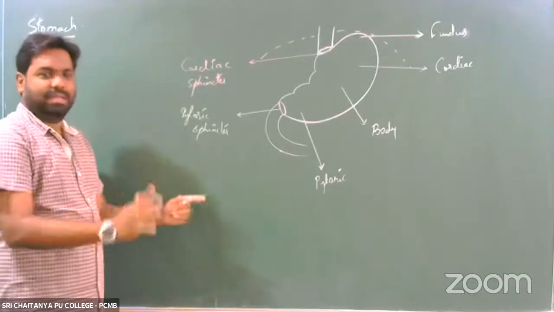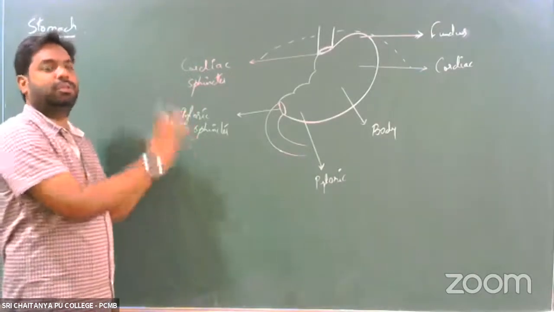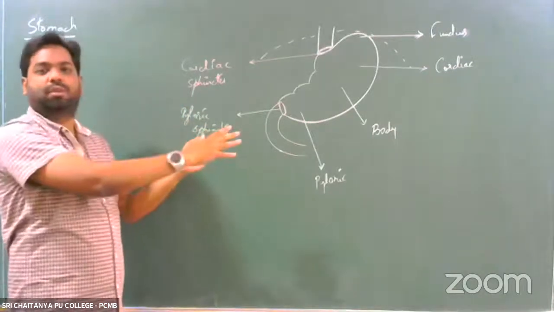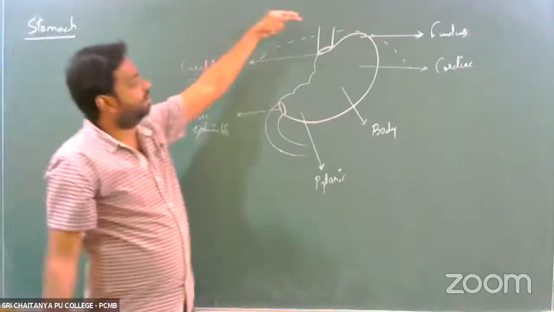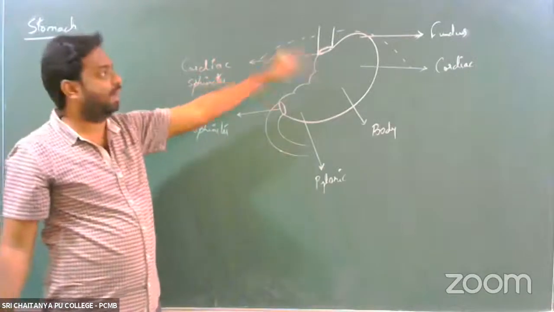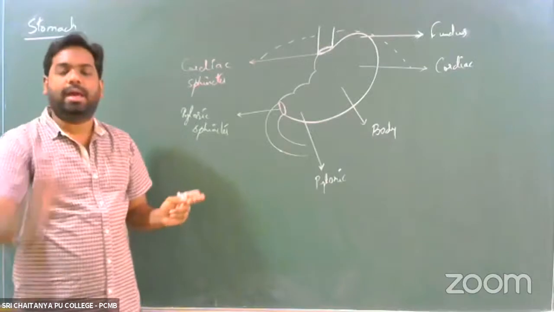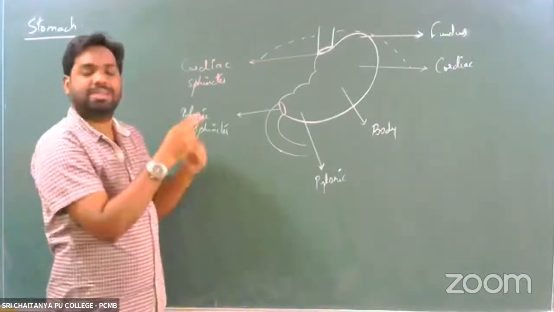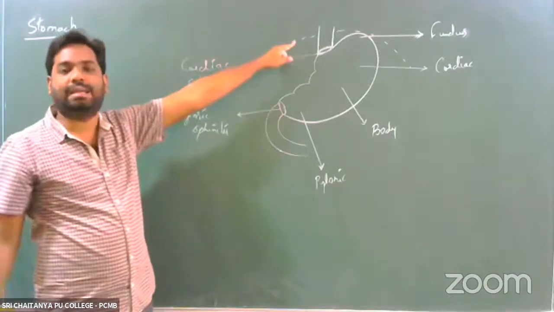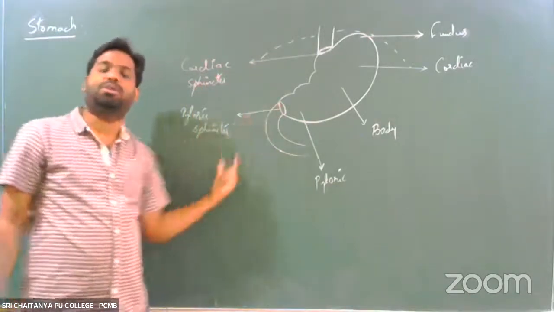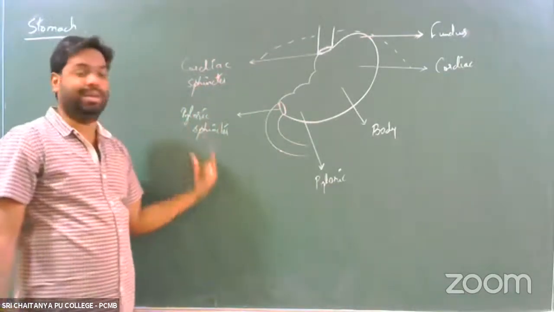Basically, it is nothing but a J-shaped sac-like structure, placed obliquely towards the left side of the body, right below the diaphragm, having four parts: the fundic part, the cardiac part, the body, as well as the pyloric stomach. And two things we need to remember: two sphincters are present. One sphincter towards the anterior part of the stomach, which is called the cardiac sphincter, and one towards the posterior part of the stomach, which is called the pyloric sphincter.